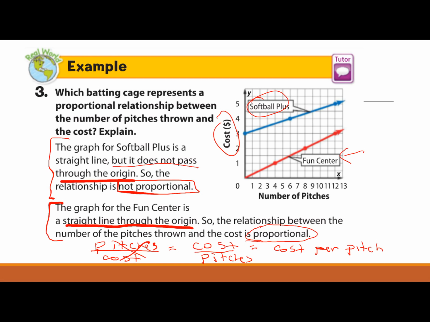So if you're going to the batting cage, it's going to give you the same number of balls to swing at. It's going to cost the same amount for each ball that you're swinging at. All right. Hopefully you understood that one. Let's move on to our last one.